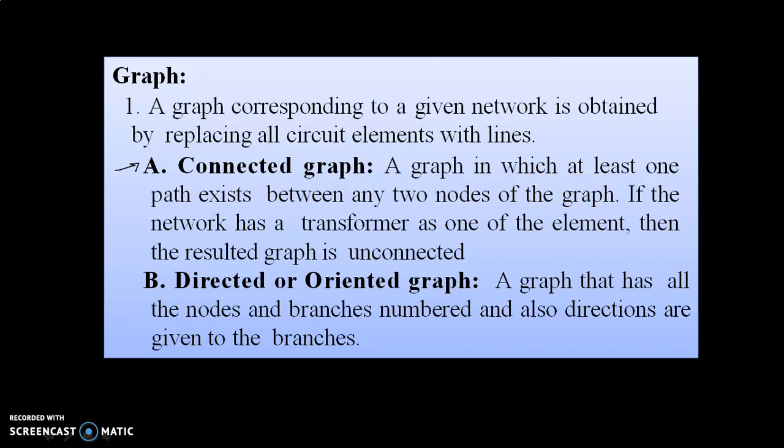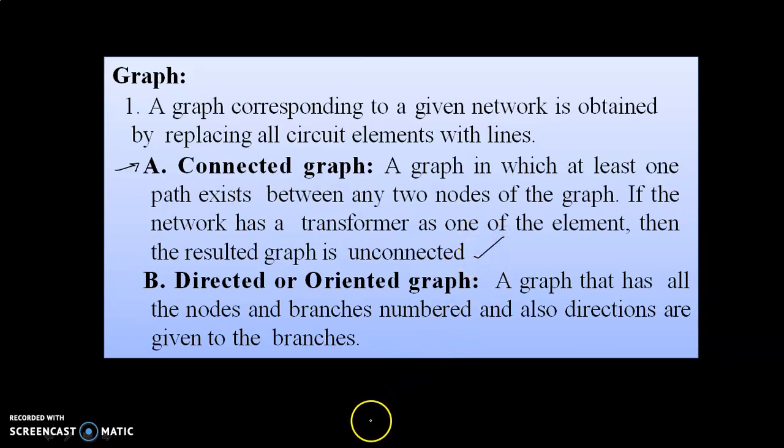This is clear from the definition, that between two nodes there will be a connection. There exists a line, there exists a path. If the network has a transformer as one of the elements, then the resultant graph is unconnected. Please mark this.